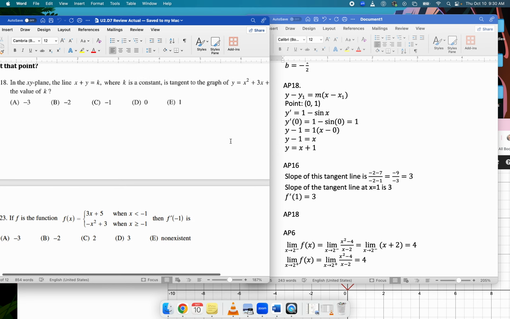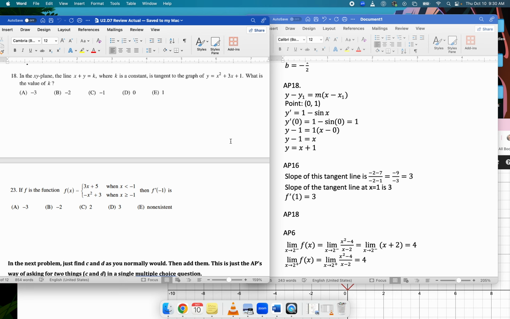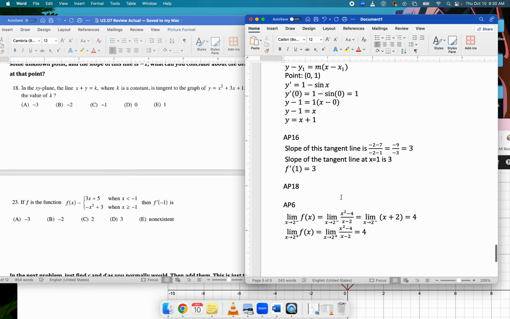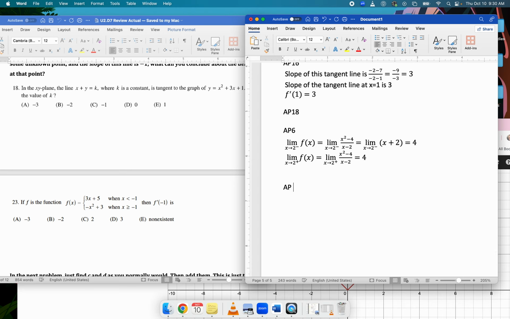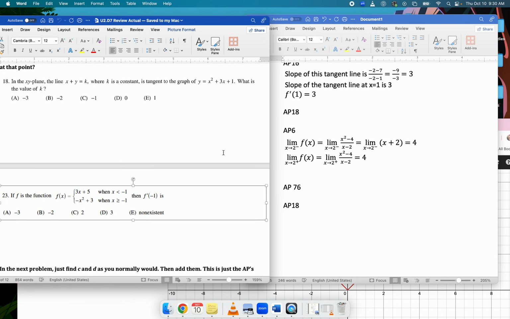Okay. In the xy plane, the line x, sorry, I keep forgetting to say which problem I'm working on. So that was 76. 18 is what I'm doing now. In the xy plane, the line x plus y equals k, where k is a constant, is tangent to the graph of blah, blah, blah. What is the value of k?